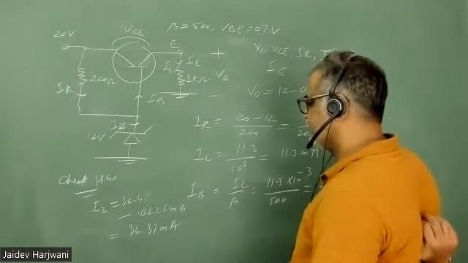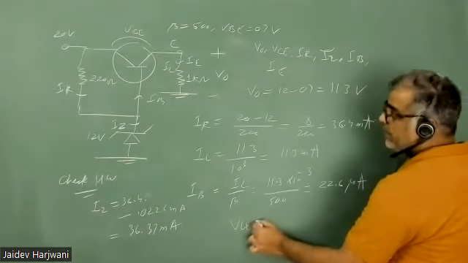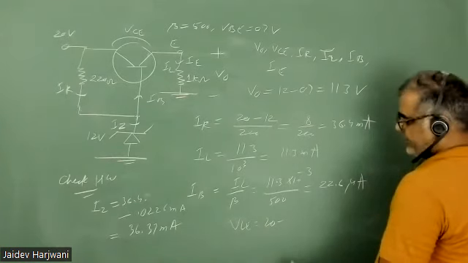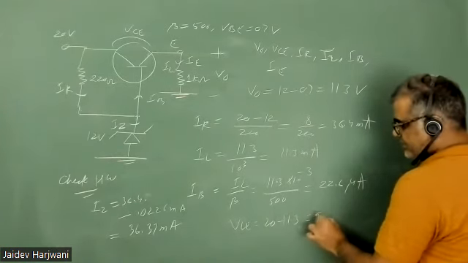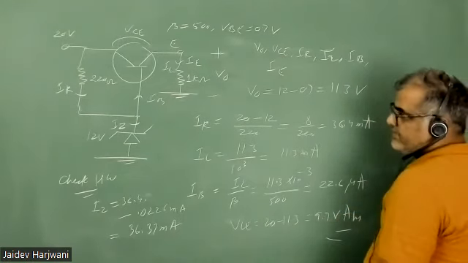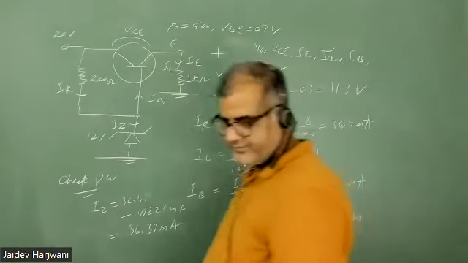What will VC come? VC will be 20 minus E, how much is yours? 11.3, so 9.7 volt. IZ found, IC found, IB found, IR found, IL found. That's it.